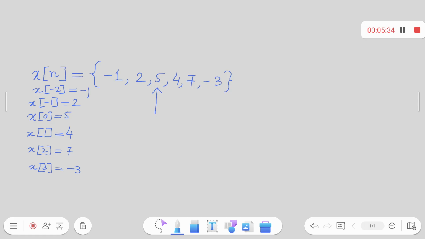Is it a bounded sequence or unbounded sequence? Bounded sequence. So what is the bound?